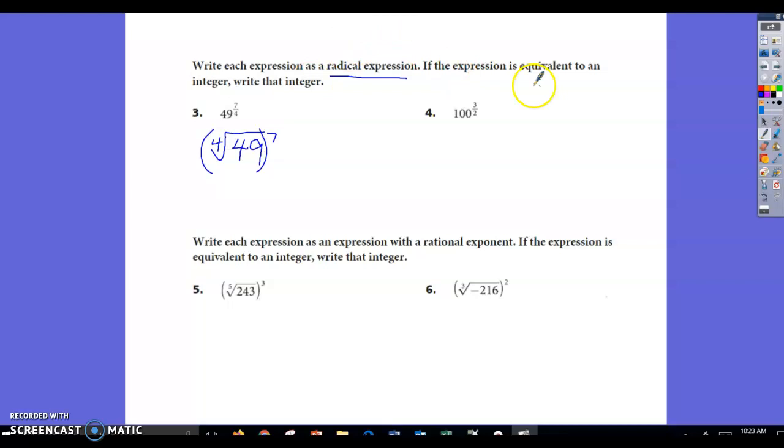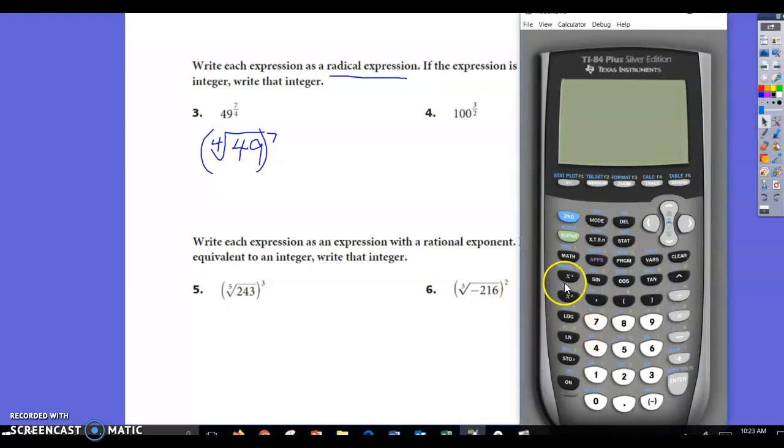Then it says, if the expression is equivalent to an integer, write that integer. So let's see if it is equivalent to an integer or not. So we're going to do math. Well, let's turn this on first. Let's go to math, and we go to nth root power here. I'm going to have to put in my power first. Let me go back here, clear. So I'm going to do 4th root, because I got a 4th root. And then if I go to my nth root here, it turns that 4 into my 4th power. So I'm going to do 49, and then I'm going to raise that to the 7th power.